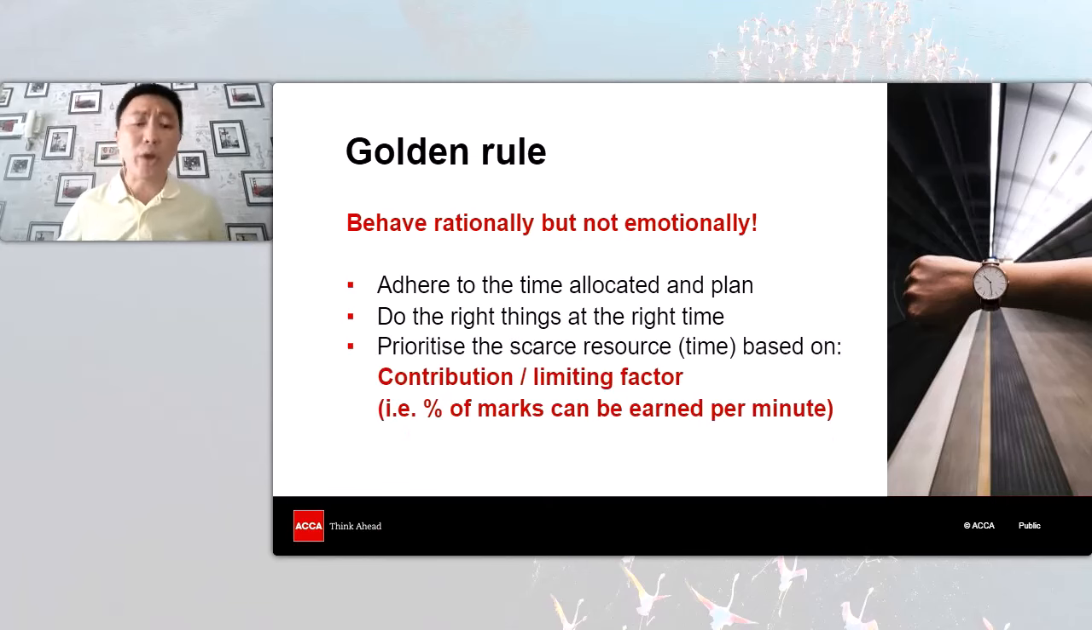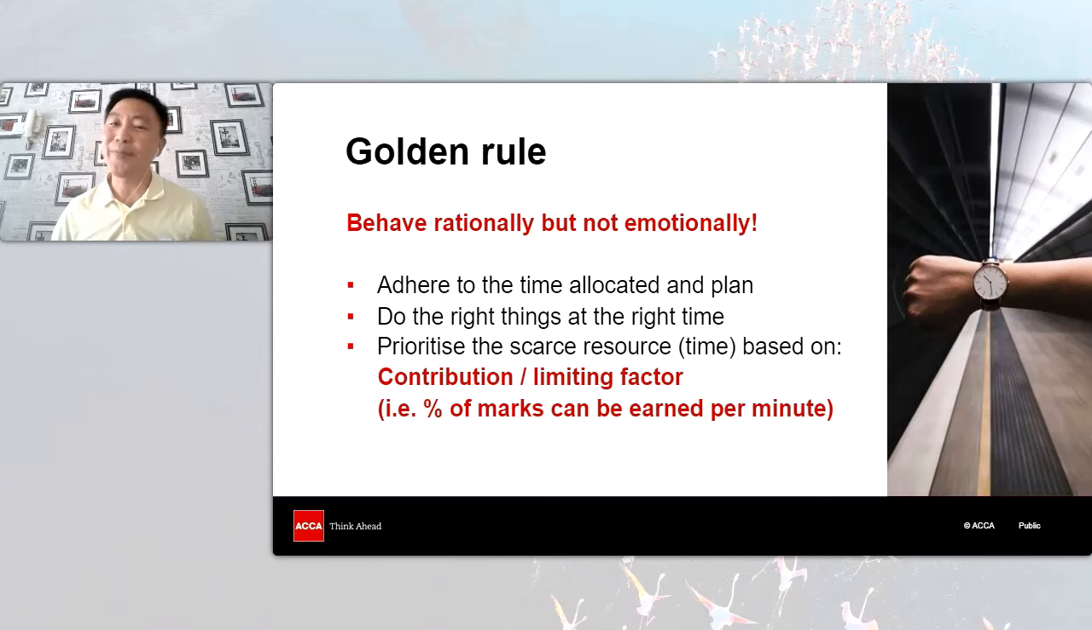Try to prioritize your scarce resource, just like the way you did your limiting factor decision making. We always learn to maximize our contribution per limiting factor. Guys, would this be familiar to you? I'm using the same mindset to tell you, when you come to time management, try to do something according to this principle. Spend your time on the part where you can earn the most marks. So just think over it. That is exactly why I recommend the sequence based on what I have suggested and demonstrated a moment ago. Okay?